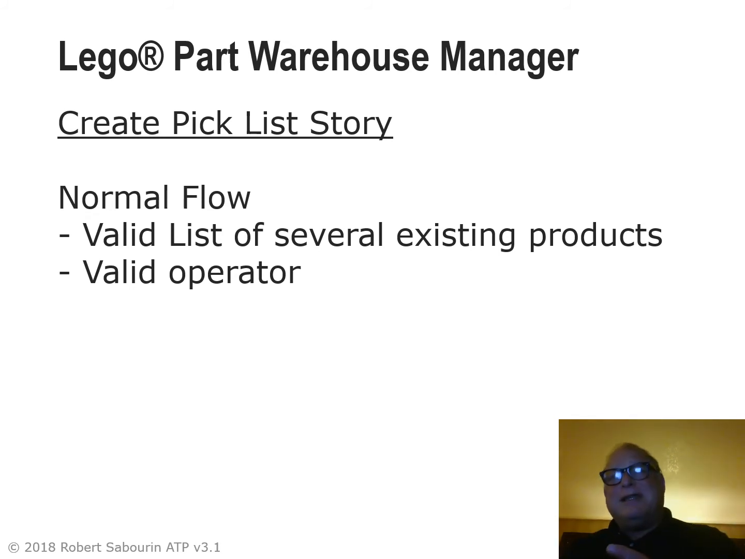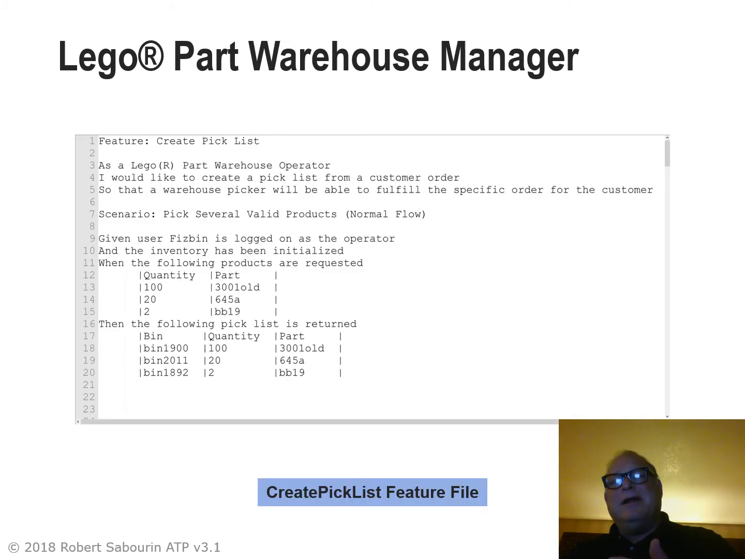Well, okay, so we have a valid list of existing products with a valid operator. How would we express that in Gherkin? Well, Gherkin uses a triad called the given, when, then triad. So this is a picture of a feature file from Gherkin. The story is the create pick list story that we have at the top, the first few lines there. And then the scenario is to pick several valid products. This is a normal flow, a typical flow. The Gherkin script would read like this.